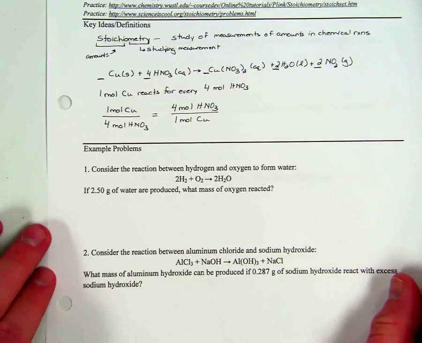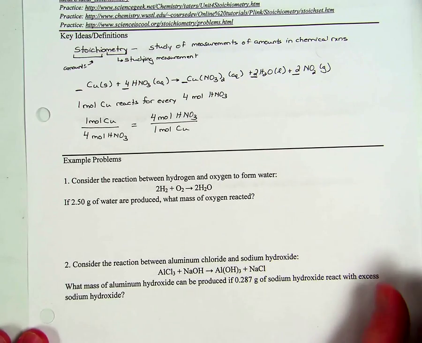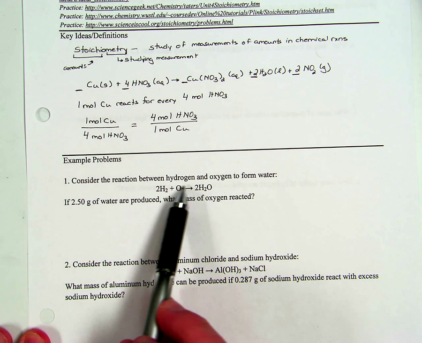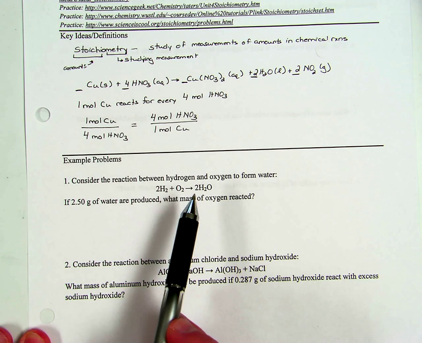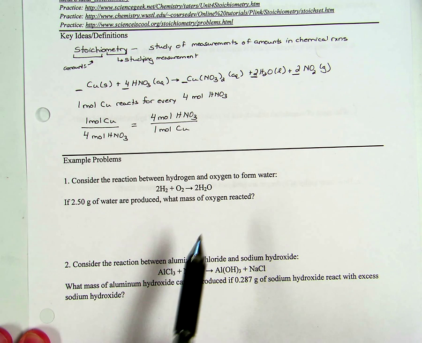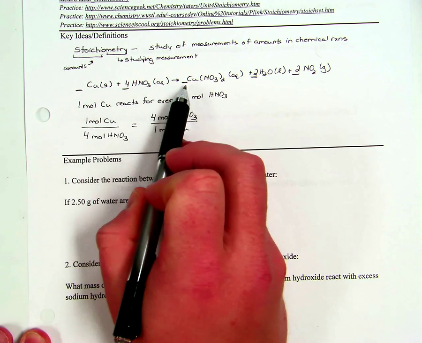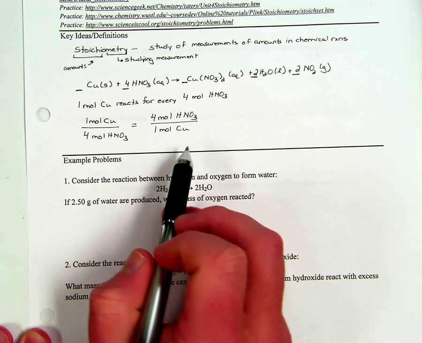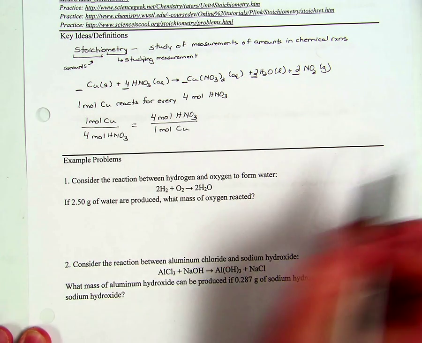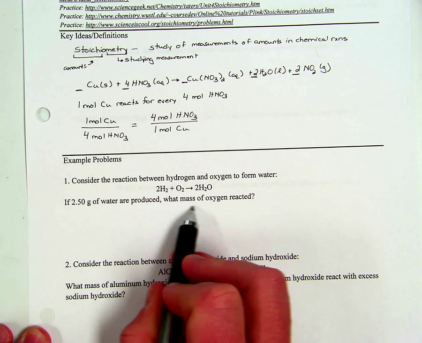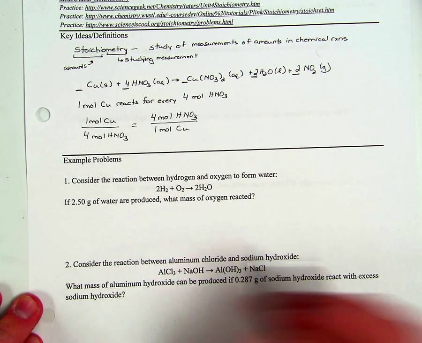So, jumping to the example problems. We are told, consider the reaction between hydrogen and oxygen to form water. Notice we're given an equation. Notice it has already been balanced for you. You must always have a balanced equation in order to do these problems, because as we saw up here, these coefficients give us the mole ratios that we're going to need. Alright, so looking at the problem, we are asked if 2.50 grams of water are produced, what mass of oxygen reacted? So this is just some dimensional analysis.